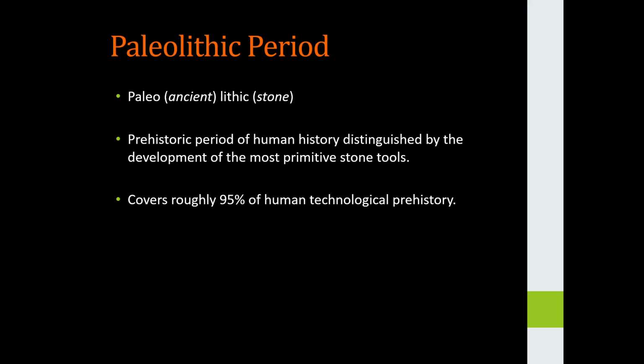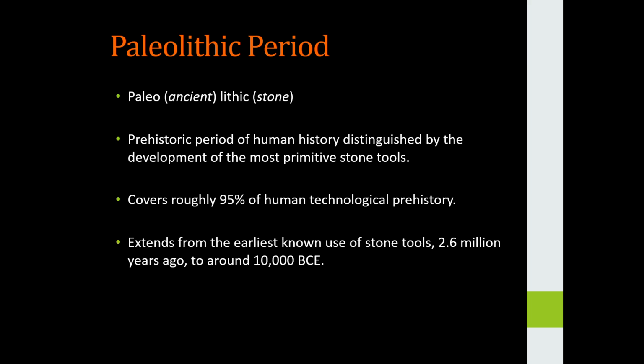Now, with the Paleolithic period, because it takes so long for our brains to develop and to evolve to what they are as Homo sapiens, it actually covers about 95% of what we consider to be prehistory, right? So 95% of human technological prehistory. Now, that 95% of time extends about 2.6 million years, and it goes to around 10,000 BCE.